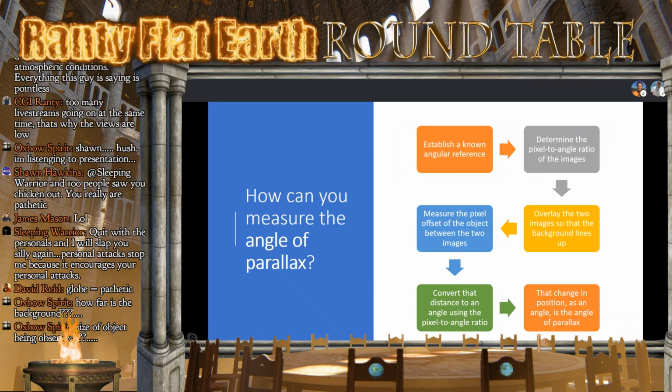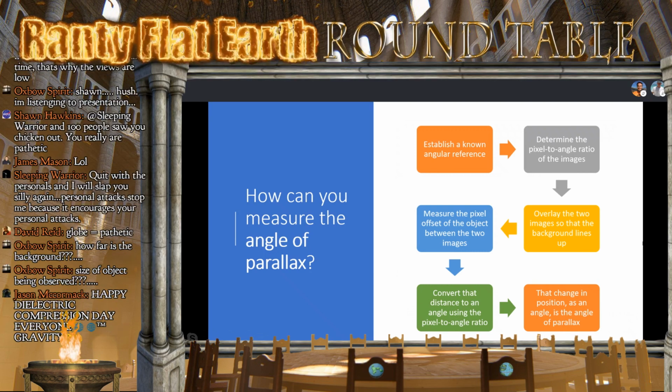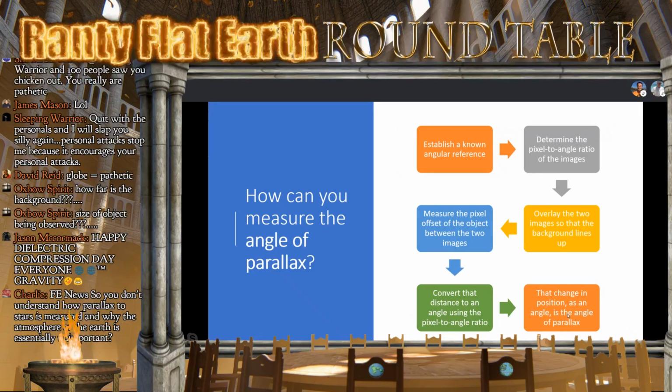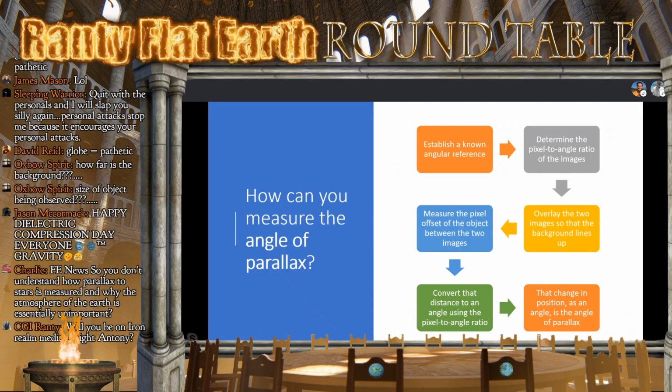You overlay the two images that you take so that the background lines up, and you'll notice that your target object is in slightly different positions when you line up the background. You then measure the pixel offset of the object between those two images. You can then convert that pixel distance to an angle by using the pixel to angle ratio. And that change in position described as an angle is the angle of parallax, or in our case, it's going to be twice the angle of parallax.